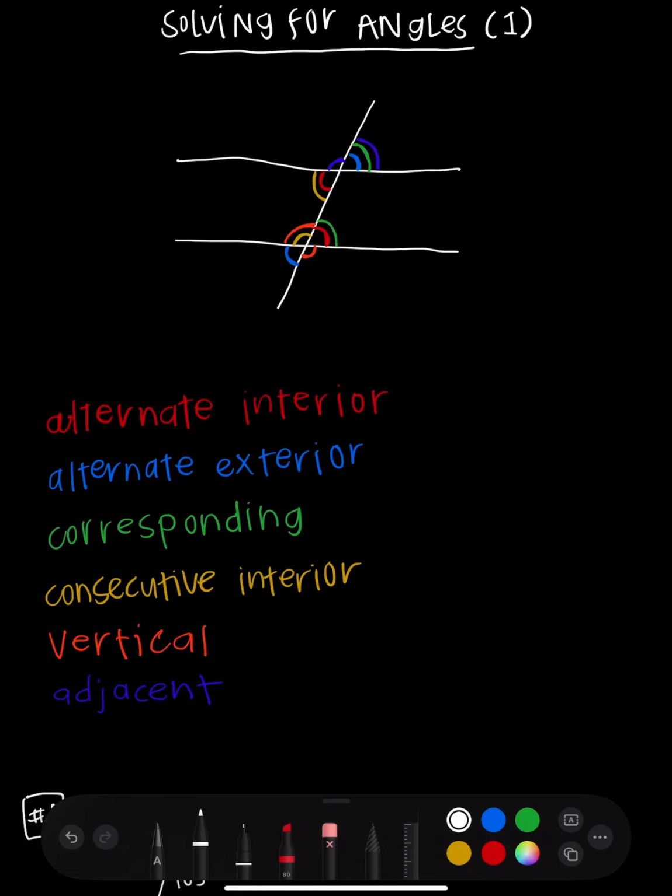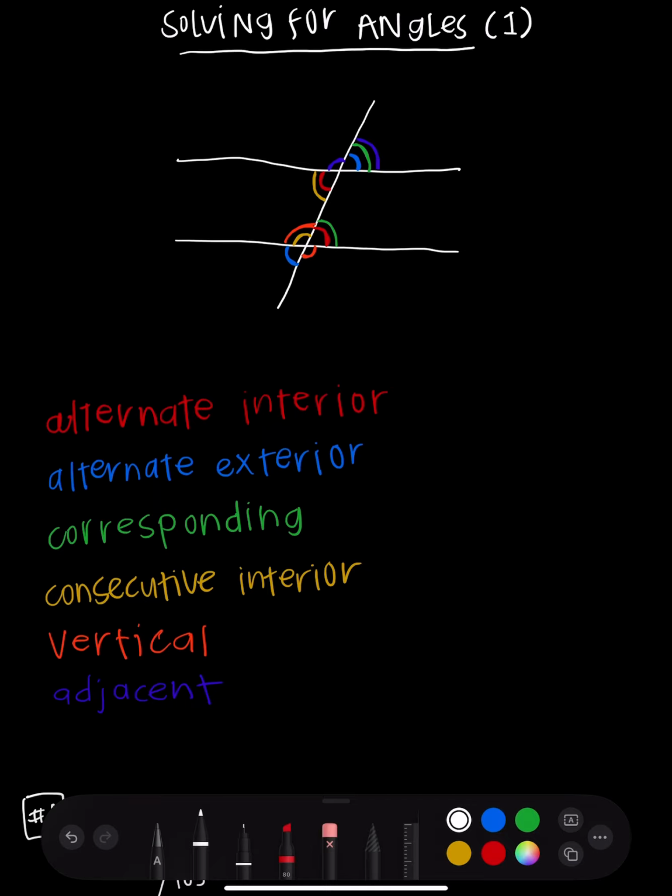Hi everyone. So we've talked about how to name all of the angles, and we went through this picture last time in the last video, but now we're going to talk about how we solve for the angles depending on what they look like. So again, these are all the different kinds of angles, and you have a cheat sheet that looks similar to this.